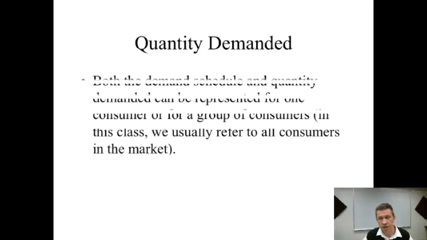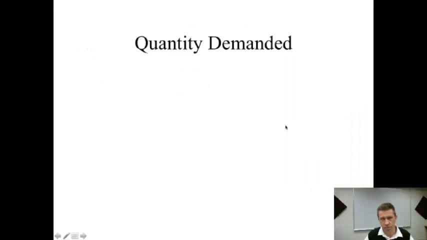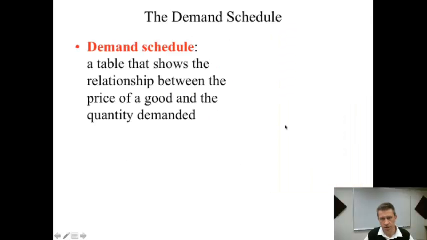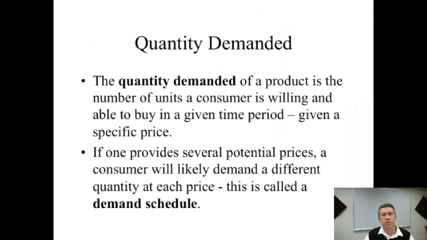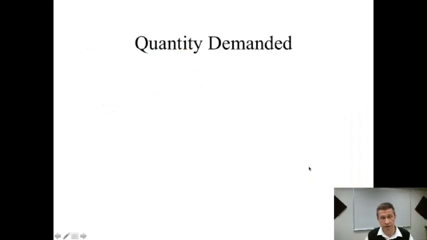So that's a demand schedule. The demand schedule, at each one of these points, is a quantity demanded. When we go back to the definition of quantity demanded, it's the number of units a consumer is willing and able to buy given a specific price. So at $3, the quantity demanded is 10. At $5, the quantity demanded is 6. You put that all together, it's a demand schedule.